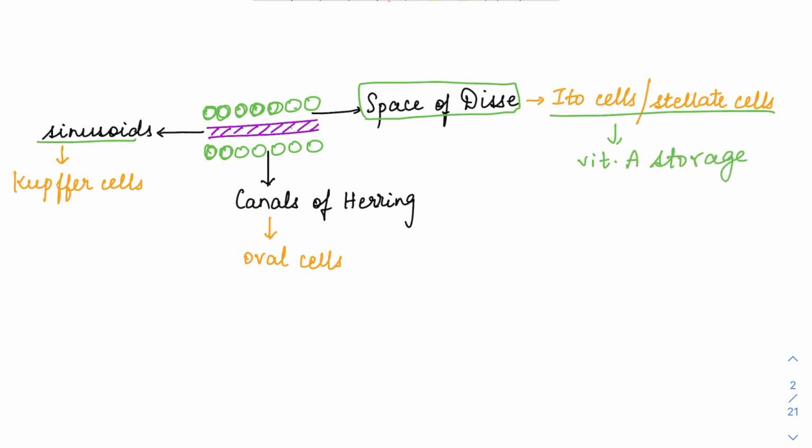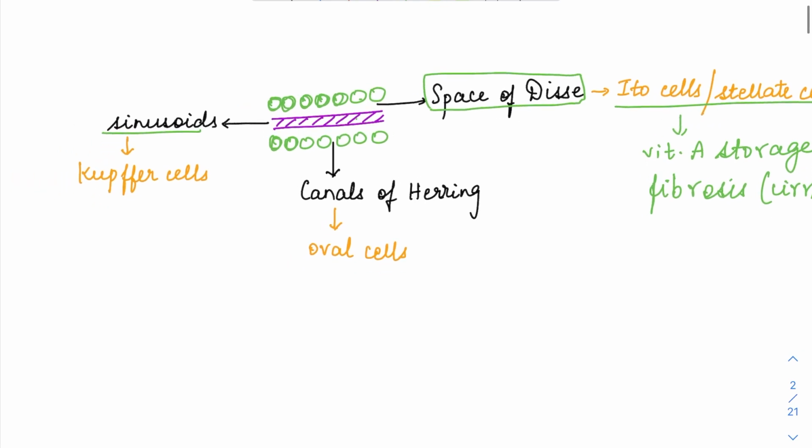Ito cells or stellate cells store vitamin A. Also, another important function of these Ito cells is they are the ones responsible for causing the fibrosis which we see in cirrhosis. So cirrhosis is caused by the fibrosis initiated by these Ito or stellate cells.